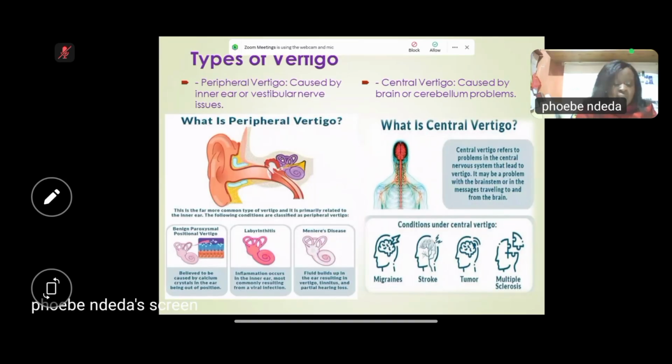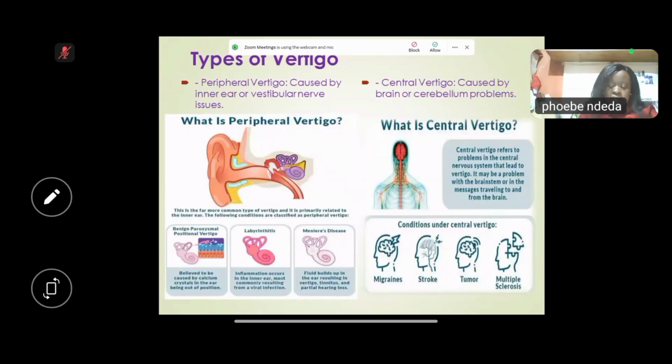Now, what happens here is that we have certain things called calcium crystals. These calcium crystals are also called otoconia. These otoconia are also called ear stones. You can also say they are called otoliths or ear rocks. Whichever word you can use so that you can remember, you're free to use any of those. But I love calcium crystals because it is easier to remember.